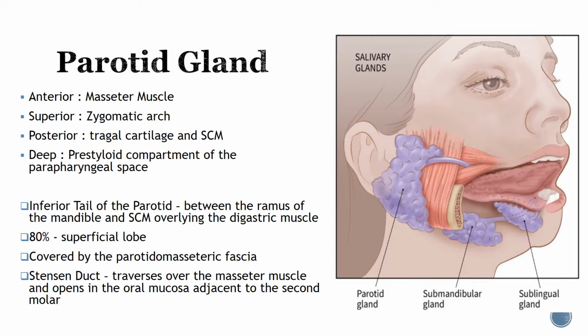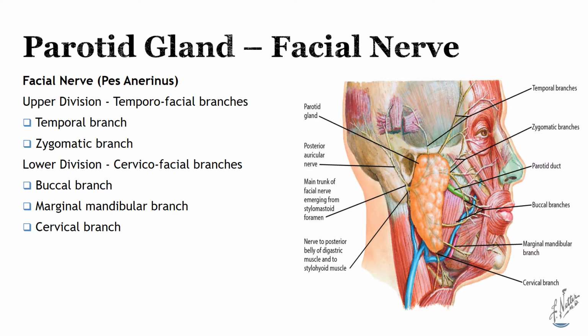The superficial and deep lobes of the parotid are divided by the facial nerve. 80% of the parotid parenchyma is the superficial lobe. The parotid is overlying the posterior aspect of the mandible and covered by the parotido-masseteric fascia. The Stenson's duct traverses over the masseter muscle, and the duct punctum exits the oral mucosa adjacent to the second molar. The superficial and deep lobes of the parotid gland are divided by your facial nerve.